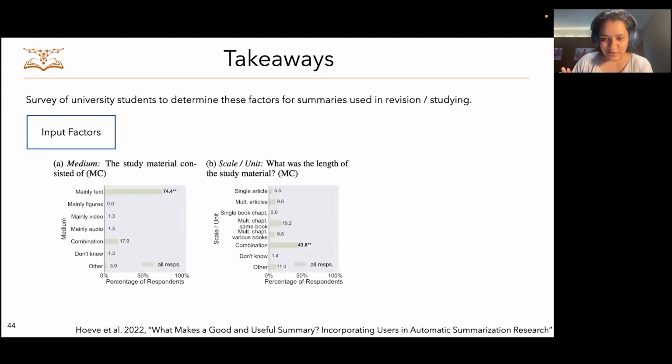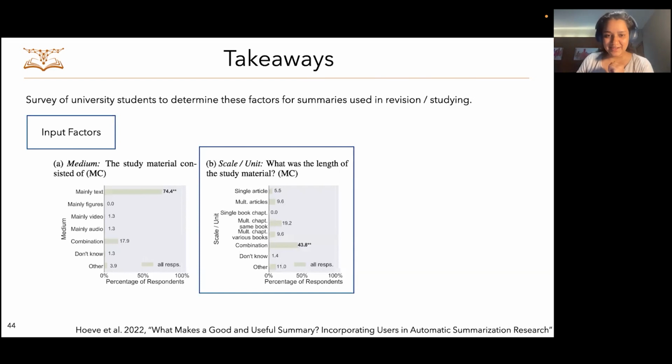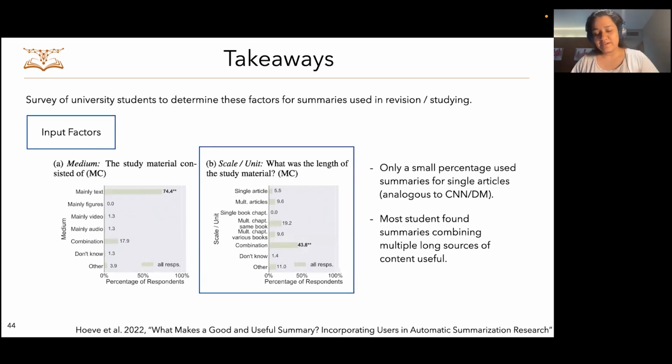In the interest of time, I'm going to skip this slide, but the TLDR here is that a paper recently did this kind of a survey for input factors and saw that only a small percentage of users actually wanted short articles summarized like CNN Daily Mail, but would rather have longer articles and multiple documents summarized.